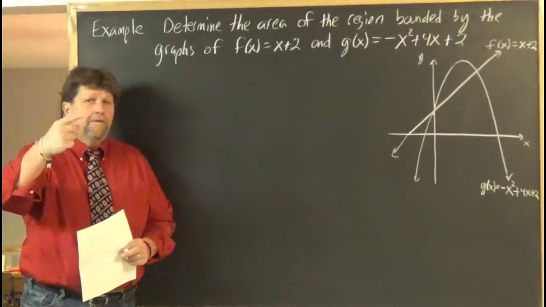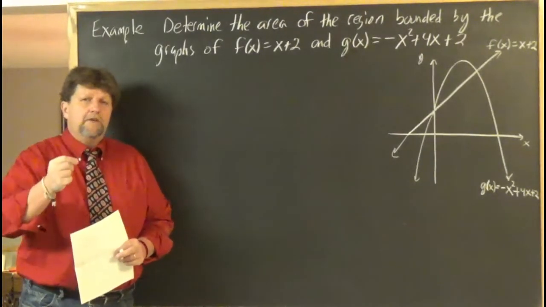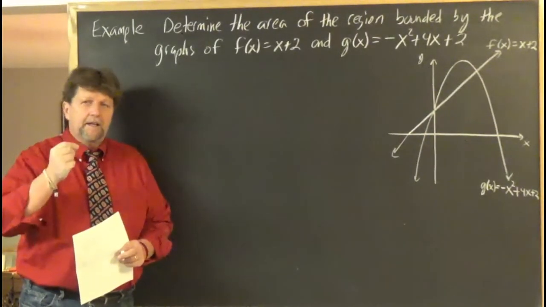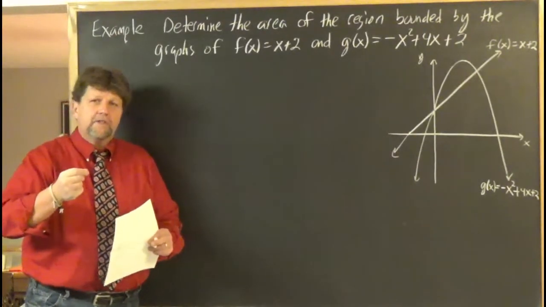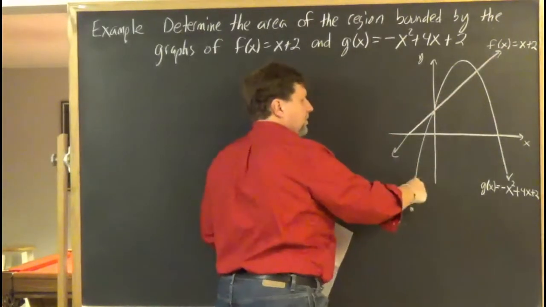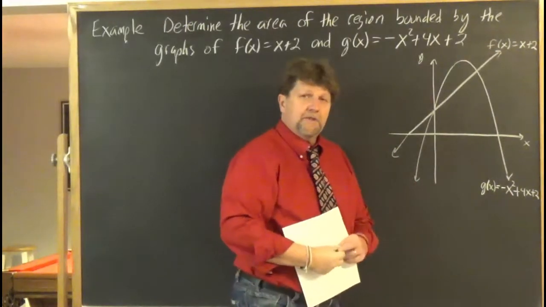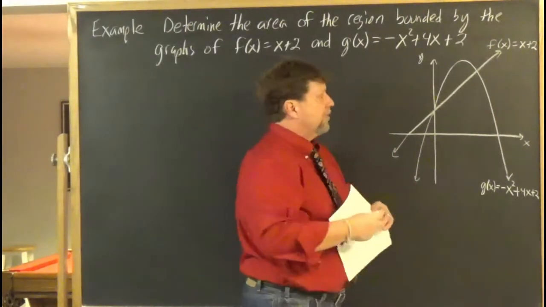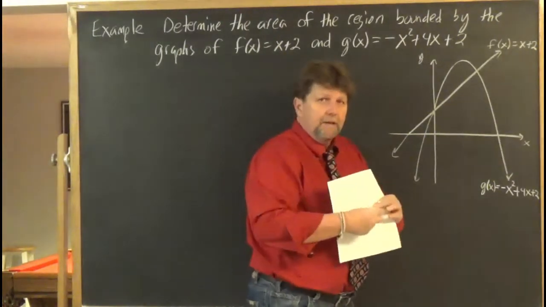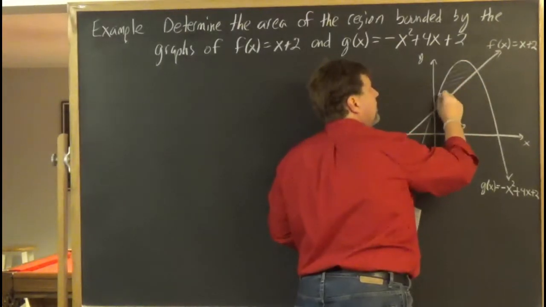All right, so to review, the first thing you need to do is graph the functions so you can see the region. You can't determine the area of the region that you're asked to find unless you see the region and you know what the region looks like. So here's the graph of f of x equals x plus 2, and here's the graph of g of x equals negative x squared plus 4x plus 2. So we're trying to find the area of the region that's bounded by those two graphs. Well, the region that's bounded by those two graphs would be this region right here.